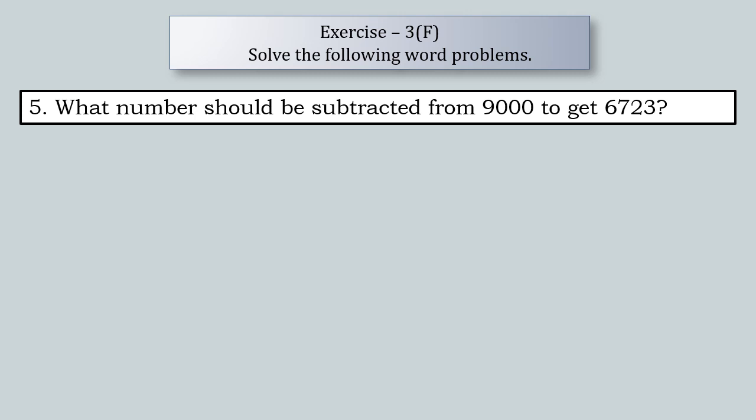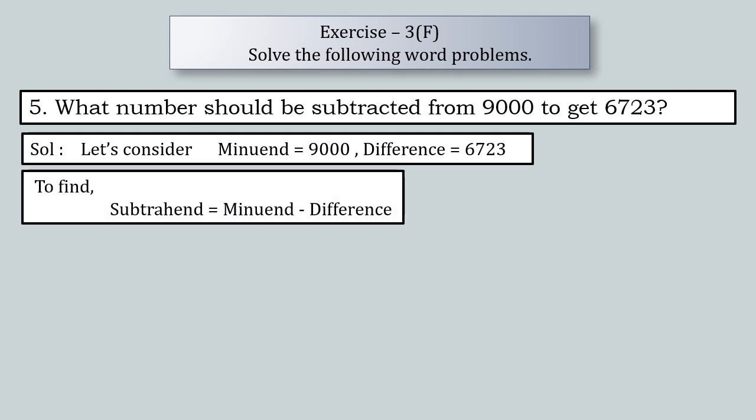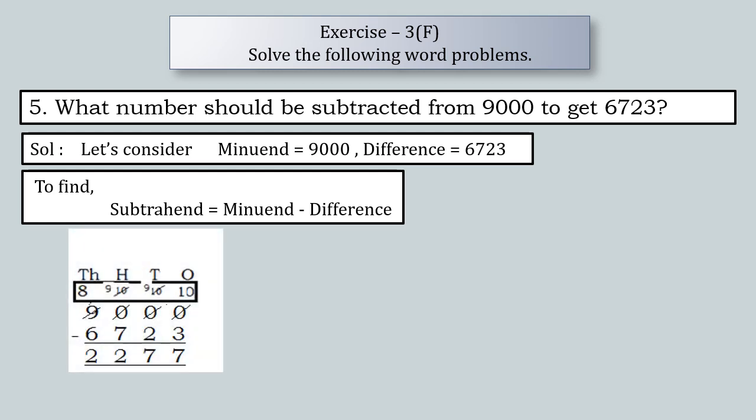So here, if we observe, 9000 is a bigger number. So let's consider minuend as 9000 and the other number, 6723, as difference. Then what do we have to find here? Yes, subtrahend. Subtrahend is the number that should be subtracted from 9000 to get 6723. So to find subtrahend we have to subtract difference from minuend. Let us subtract. 6723 should be taken away from 9000 to get subtrahend. So here we got subtrahend 2277.